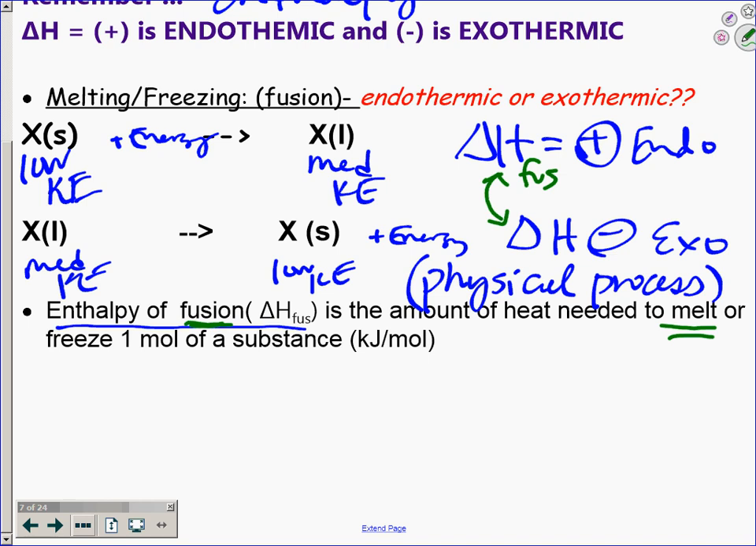The number. So the energy I put in to melt something would be the same energy that came out of the same substance upon freezing it. So these two values for delta H are the same, it's just one's positive and one's negative because of the process being endo or exo. So delta H fusion is the amount of heat needed to freeze or melt 1 mole of said substance, whatever the substance is. We'll get back to these definitions.